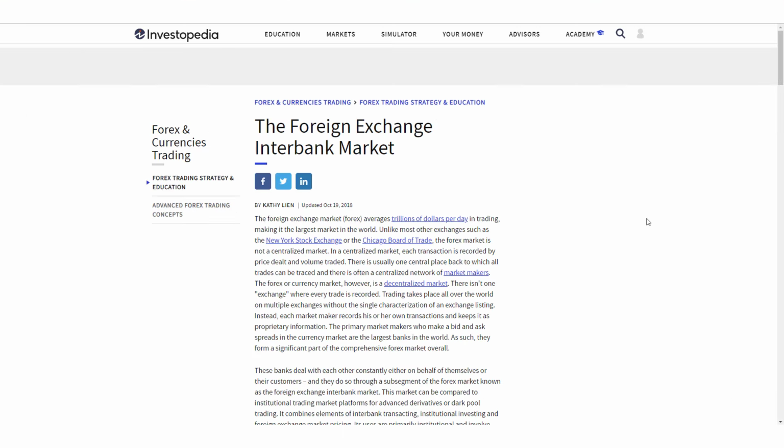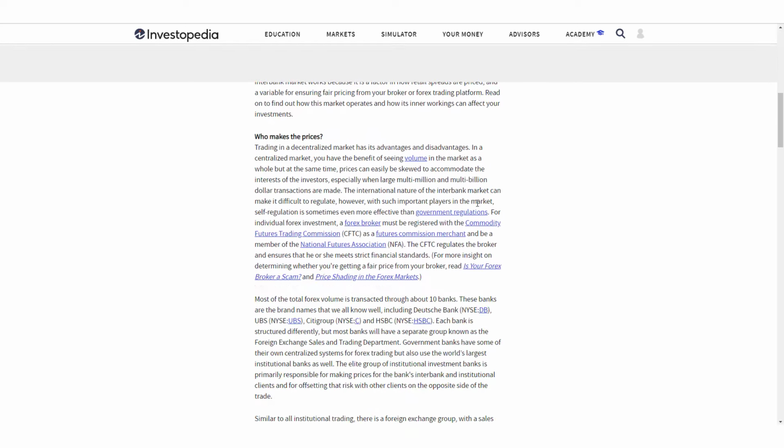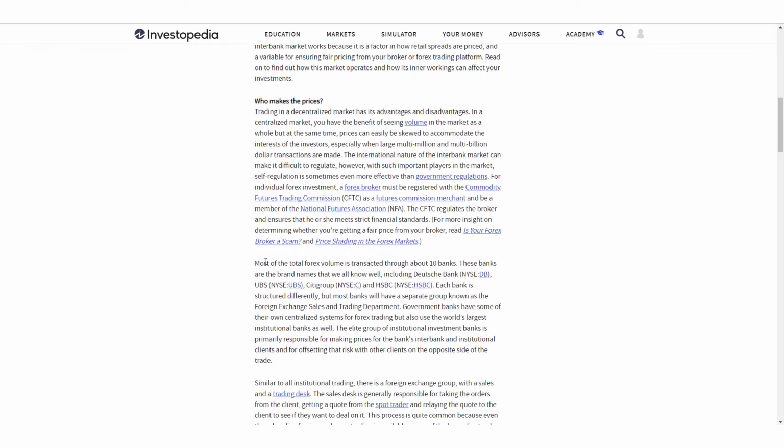So real quick, just to expand on how you would need to think if you're a big player in the Forex market, there's this awesome article here on Investopedia.com about the foreign exchange interbank market. If you scroll down, right here it's talking about who makes the prices. Just want to read this paragraph to you real quick. Most of the total Forex volume is transacted through about 10 banks. These banks are the brand names that we all know well, including Deutsche Bank, UBS, Citigroup, and HSBC, just to name a few.